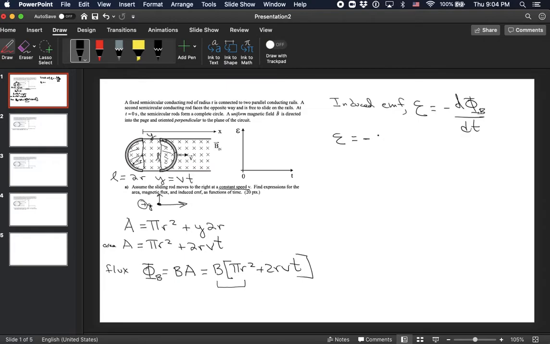So I can say, okay, B times 2RV, and then I'm taking the derivative with respect to t of t, and that's just 1. So I get an EMF equal to a negative 2RVB times 1. So that's my EMF. And so we can see that my EMF is constant.